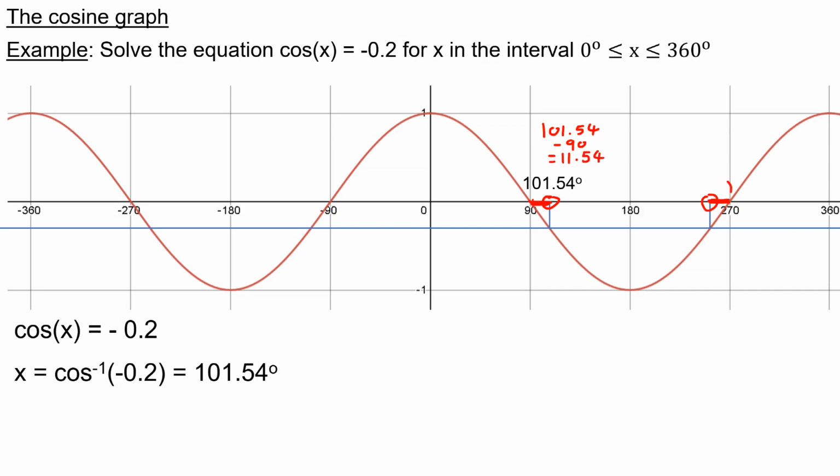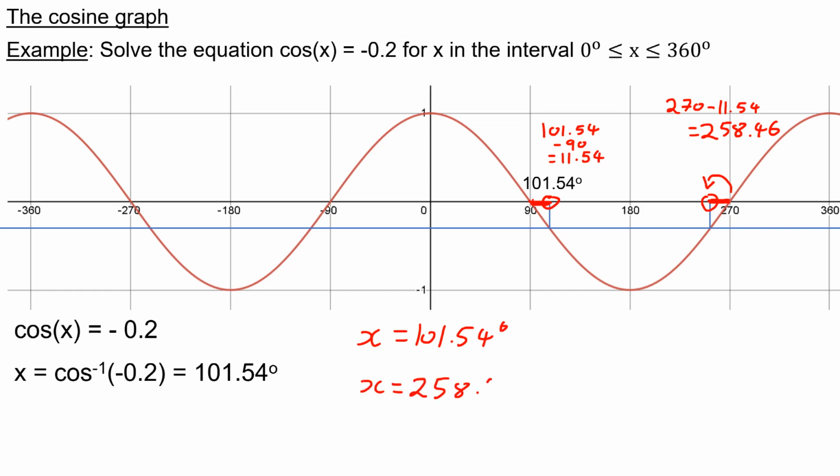And I need to go to the left of 270 by this amount. So I just need to do 270 take away 11.54, which is 258.46. So my two solutions are x is equal to 101.54 degrees, and x is equal to 258.46 degrees, to 2 decimal places.